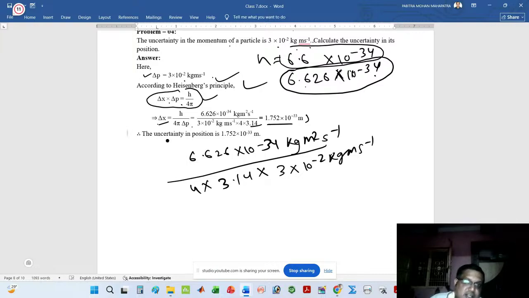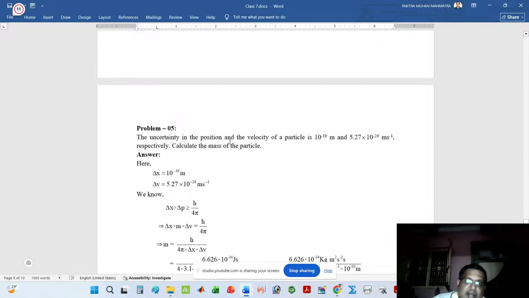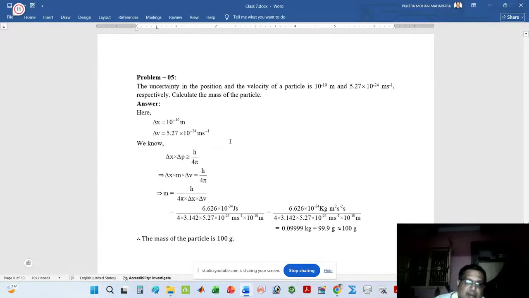So here I can say that the uncertainty in position is 1.752 into 10 to the minus 33 meter. This is the answer. Next, move to problem number 5. Same style you can solve.